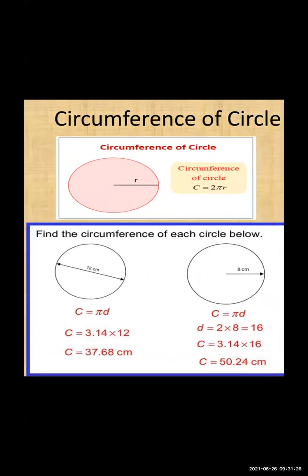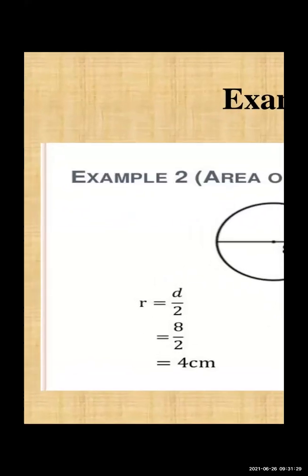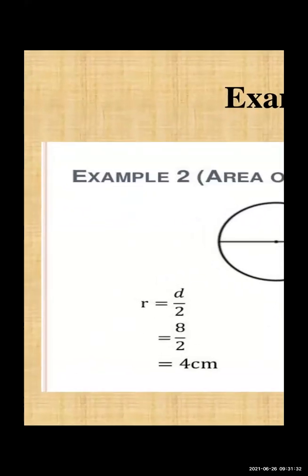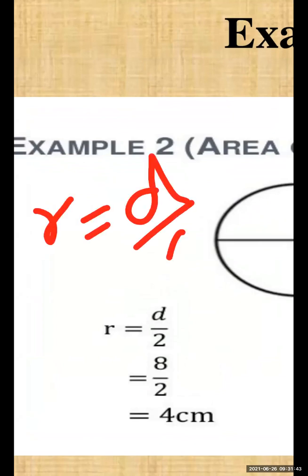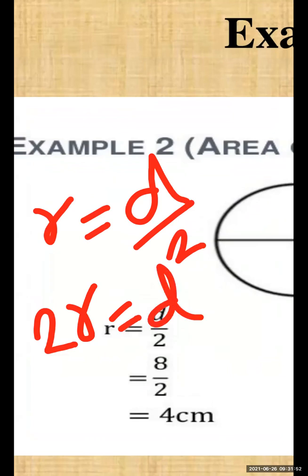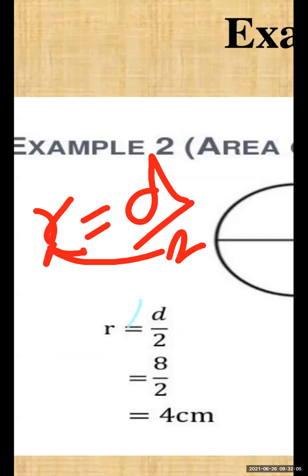It is one and the same. See here in this example, if we multiply this 2r, r is equal to d divided by 2, or this can be written as 2r is equal to d. This is one and the same thing. This 2 is shifted to the left hand side of the equal sign, so it gets multiplied. So 2r is equal to d.